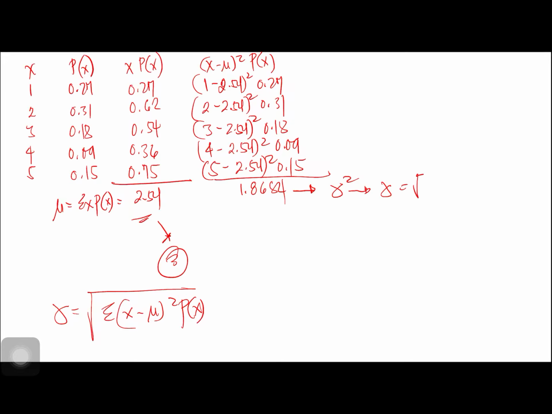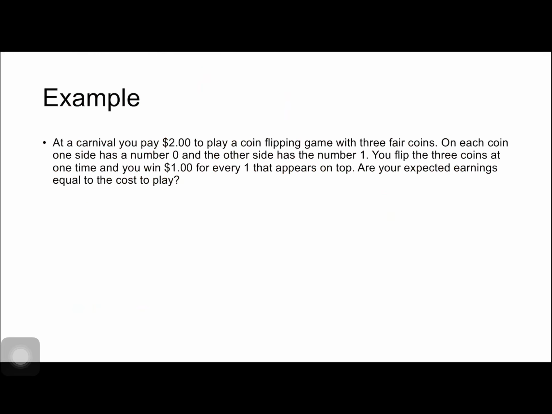Okay, for the standard deviation, we get the square root of this. Our sigma is equal to the square root of 1.8684, and sigma is equal to 1.366894, or 1.37. Okay? So that's it.